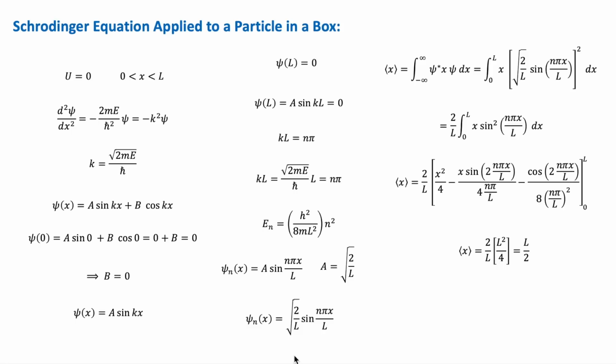So let's find the expectation value of the position x of the particle in the state of quantum number n. So this is the expectation value, and if we substitute for psi conjugate and psi, we get this equation, okay? And if we integrate this, we get here this expression, and so the expectation value of x is equal to L over 2.